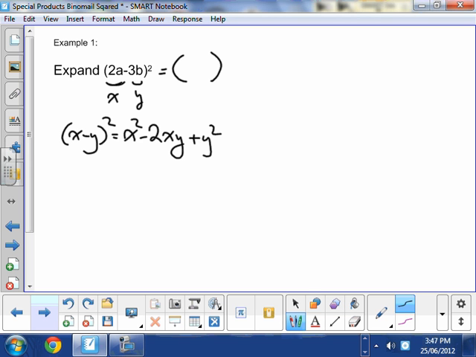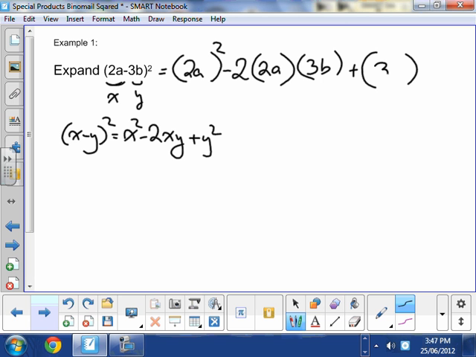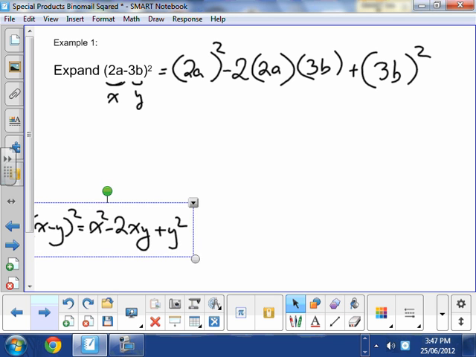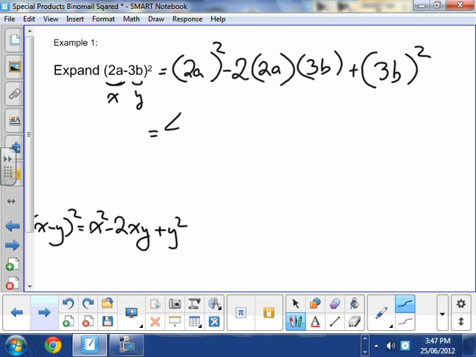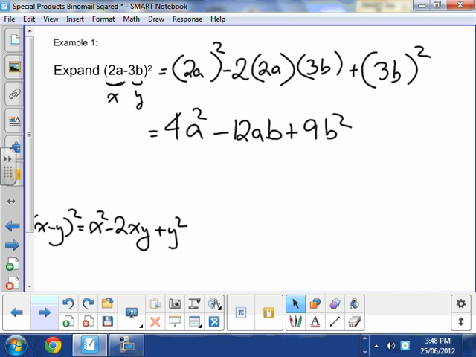Okay, so let's do the same thing. If I apply the formula, I have 2a, the whole thing squared, minus 2 times my first term, 2a, times my second term, 3b, plus my second term, 3b, the whole thing squared. Okay, simplify. We already know the formula, so let's see what I get. 4a squared minus 12ab plus 9b squared. Of course you could have expanded by writing 2a minus 3b times 2a minus 3b, but the whole idea is to apply these special product formulas.